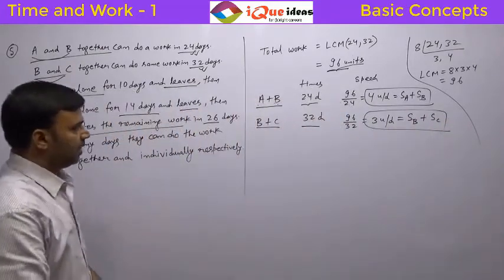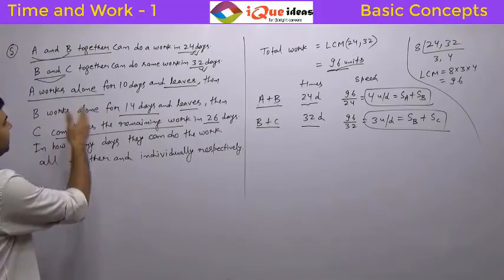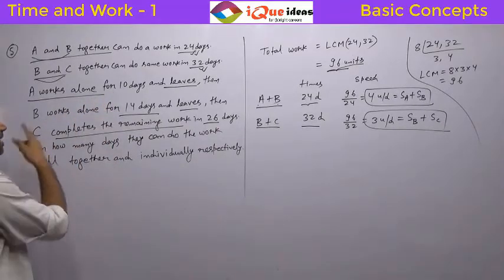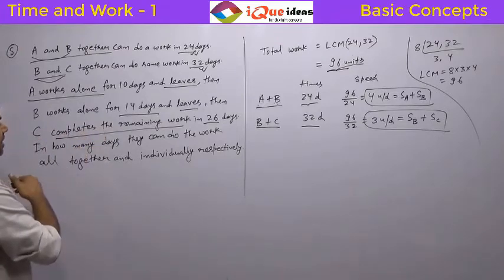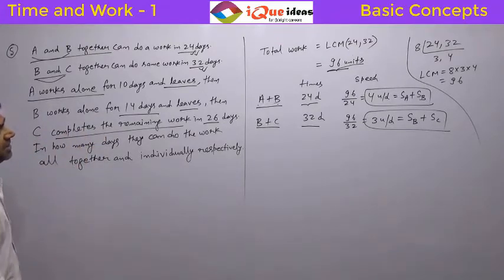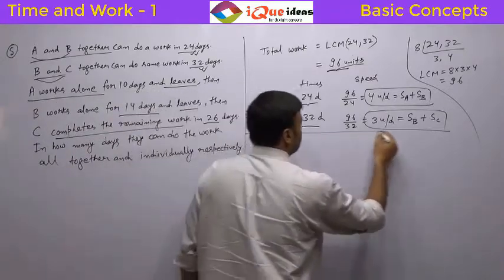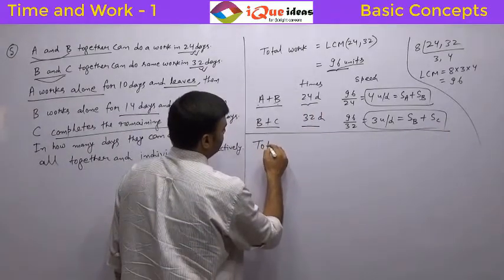Alright. Now, here it says that they are working separately. A has worked for 10 days and then he leaves. Then B works alone for 14 days, then he leaves. And then C completes the remaining work in 26 days. What does it mean? The work is completed.